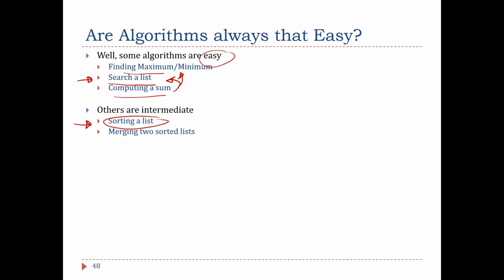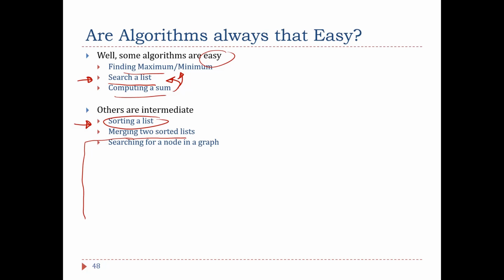One of the intermediate level algorithms could be to merge two sorted lists. We will see this later on, when we learn about recursive algorithms. And there are algorithms that are out of the scope of this course that you will see in other courses when you learn about data structures.